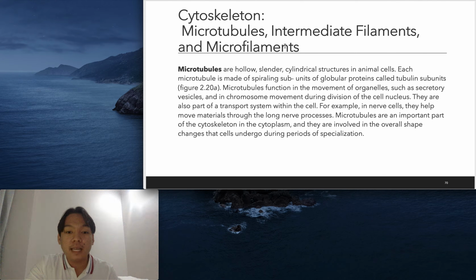Also, they help in the transport system of your cell, because there's a lot of transport that's happening in the cell, like in your nerve cells. They help move materials through the long nerve processes, and they are an important part of your cytoskeleton, the cytoplasm, because they change the shape of your cell, which is very important when they are undergoing different types of specialization. So they need to adjust the shape.